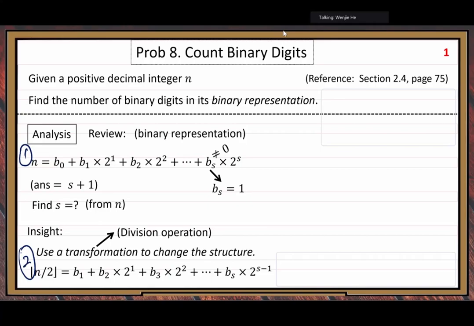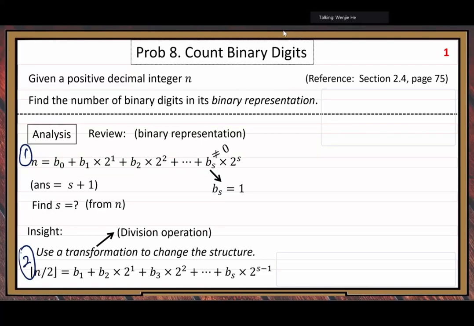The first binary representation corresponds to the data size n. N is the data size, the magnitude of the given number. For the second representation, the floor of n over 2, that is the data size. So here you can see the data size of the second formula is approximately 1/2 of the first data size. That is the relationship.